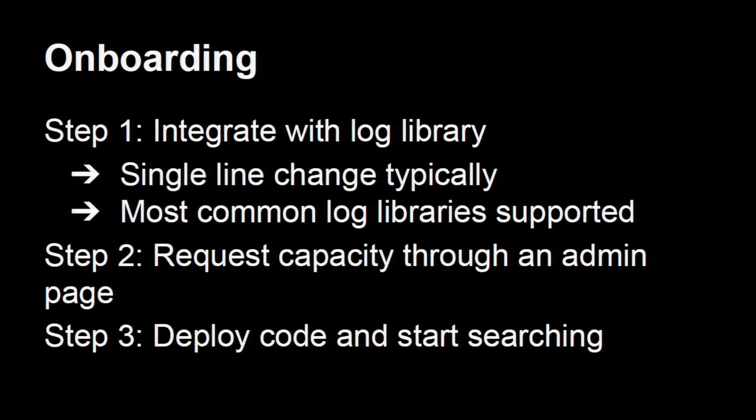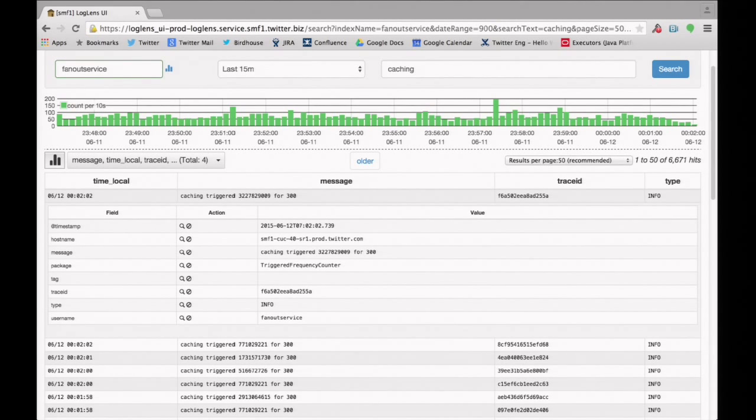Once you do that integration, you go to an admin page and request capacity. You say, what is the name of the index that you need? What is the rate at which you're going to be sending logs? And you give a contact, and you're done. And it'll provision the capacity for you at the back end. And then you deploy code and start searching. Okay? And our UI still looks kind of like the Kibana UI that we used in Hack Week, because people like the user experience, and we didn't see any reason to change it.